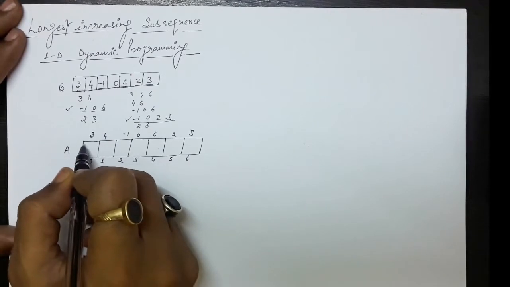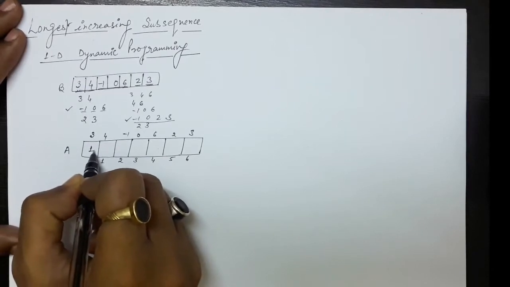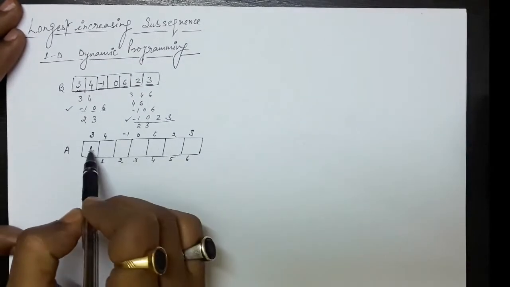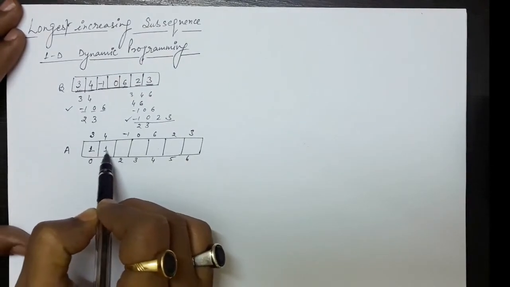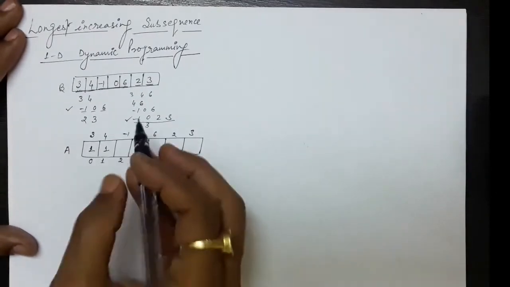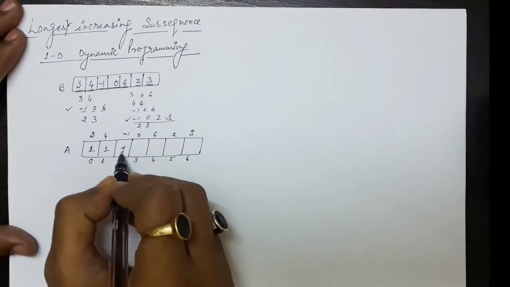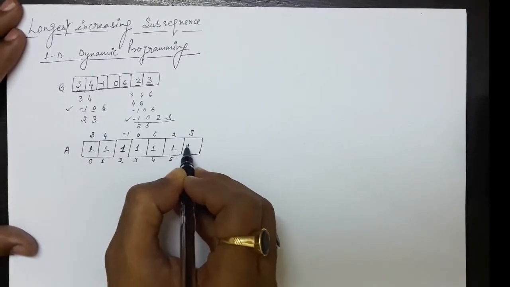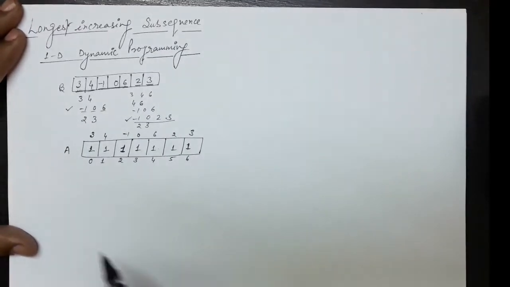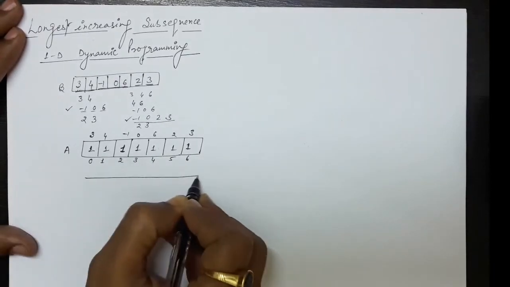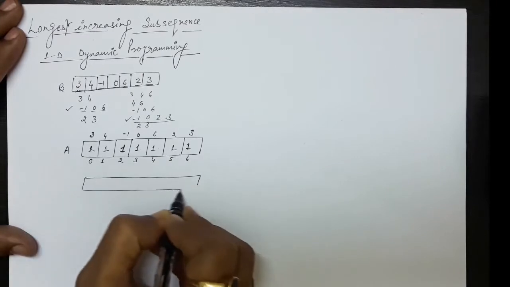The length of the increasing subsequence for a part of the array having only one element will be 1. So if we have only 3, the length of the increasing subsequence will be 1. Similarly, if we have 4, the length will be 1. If I have only minus 1, the length will be 1. Similarly, for every single element, the length of the longest increasing subsequence will be 1.